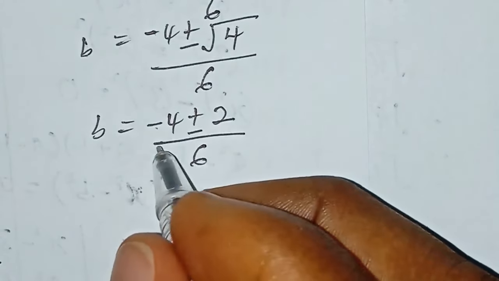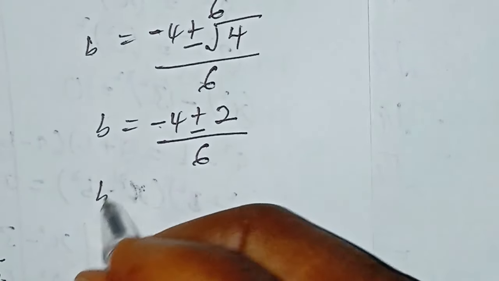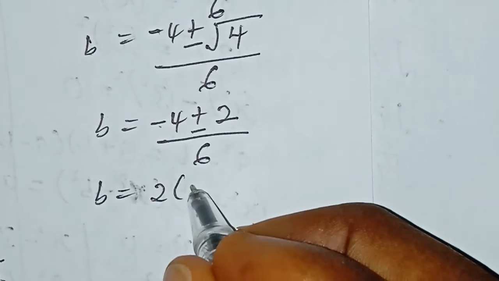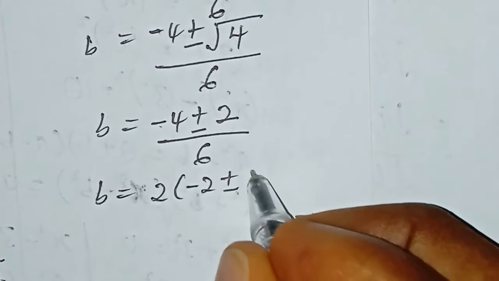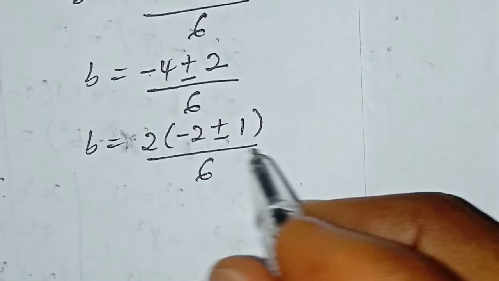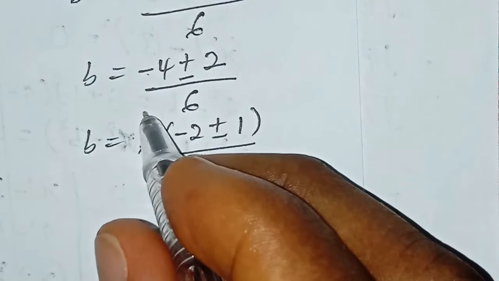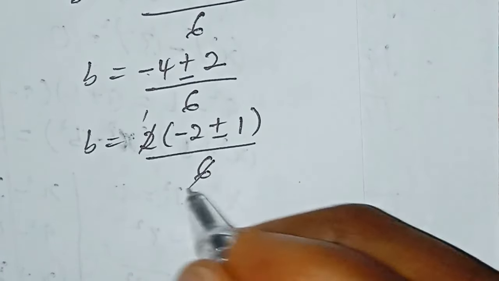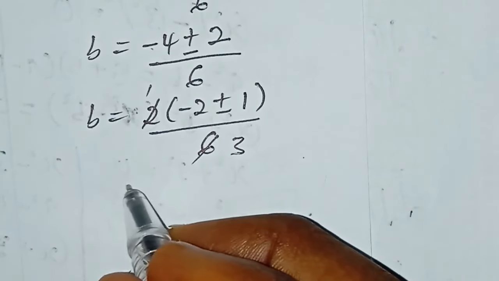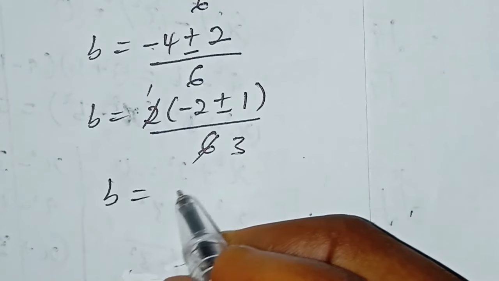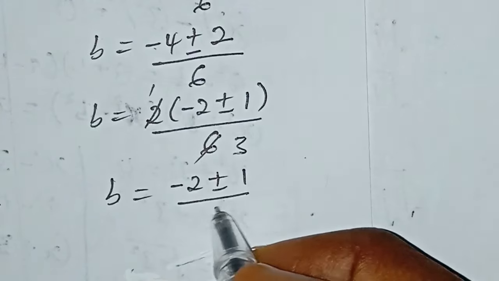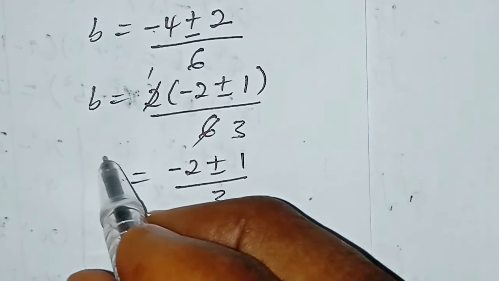Then we have b equal to, we factor out 2. We have 2 into bracket minus 2 plus or minus 1 over 6. So we have 2 here, 1, then 2 here, we have 3. And that will be equal to b is equal to minus 2 plus or minus 1 over 3 as the value of b.